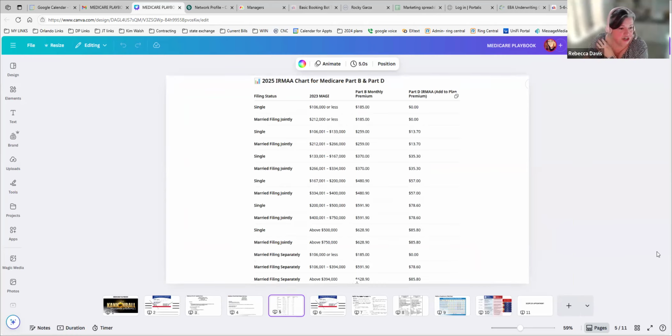Now, this is the current IRMAA chart. Just for reference, you have single and married filing jointly and then married filing separately. You can get hit with IRMAA on Part B and also Part D. I know we haven't talked about the drug plan yet, but it was on the side by side here. So you can get hit with that income adjusted amount for both Part B and Part D, so you'll pay more for both those parts of Medicare, depending on where your income lies.